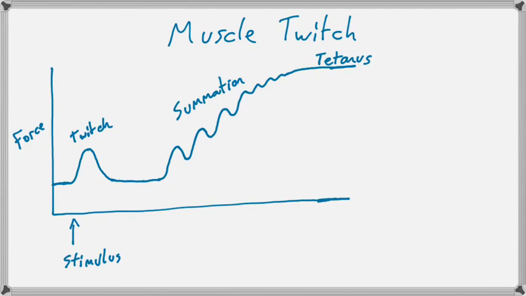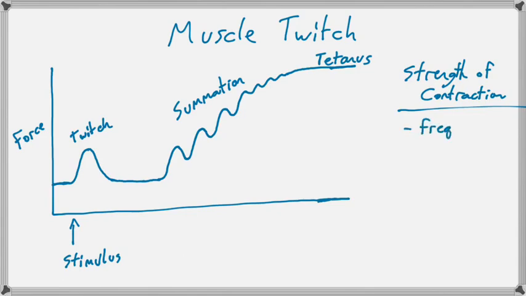So this is for one fiber. If you want it to twitch stronger, you can tell it to twitch more frequently, and that strength will get higher and higher. Now, if you also want to get a stronger strength of contraction, there are other ways we can do it as well. So the first one, we just talked about, is the frequency of stimulation, right? And that's what we just drew this graph. I stimulate it more, it will get stronger. But we were talking about a single muscle fiber.